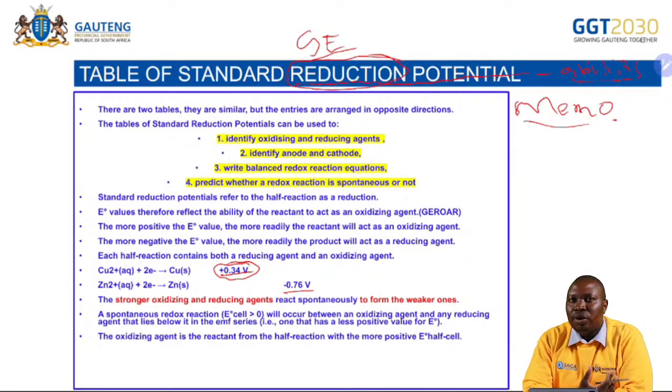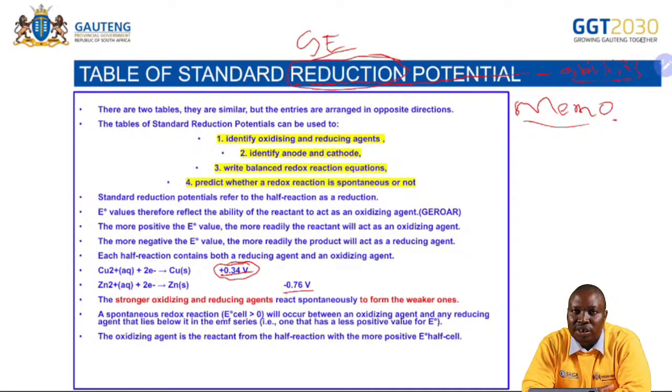So at all times, you're just looking at those numbers. When you go to the tables, you just look for those two numbers. The highest number will gain electrons, the lowest number will lose electrons. So I hope you understand that.